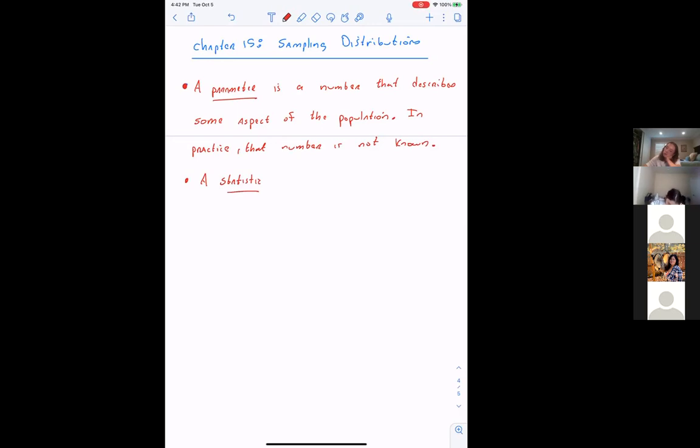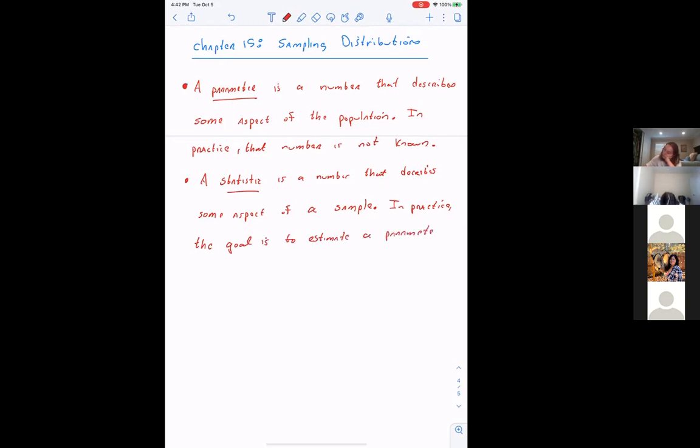I form a statistic. A statistic is a number that describes some aspect of a sample. In practice, the goal is to estimate a parameter from knowledge of the statistic.